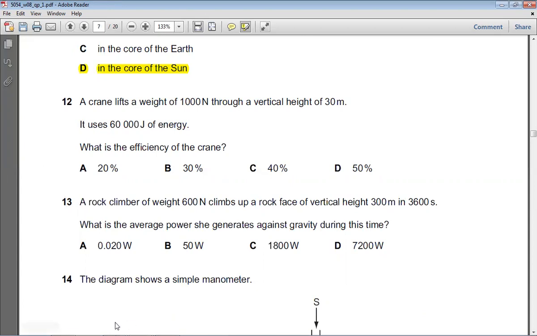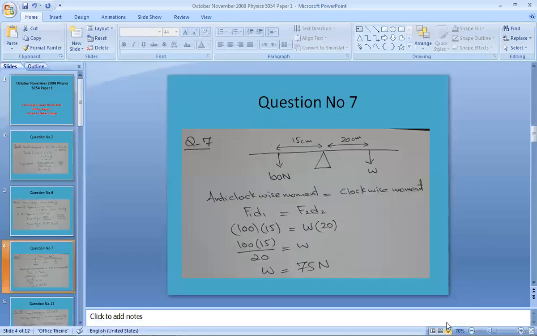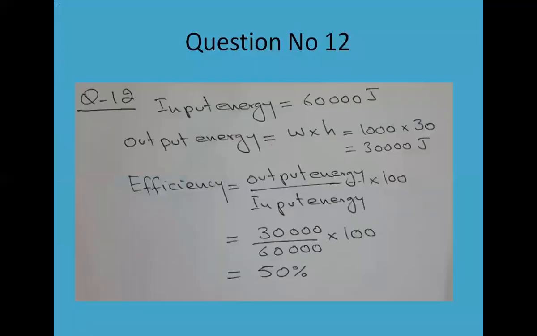So let me show you my work. The input energy here is 60,000 joules, and the output energy will be weight into height. That is the useful output energy. The weight is 1000 Newton, and the vertical height is 30 meters, so it will be 30,000 joules. So the input energy is 60,000 joules, and the useful output work done by the crane is 30,000 joules.